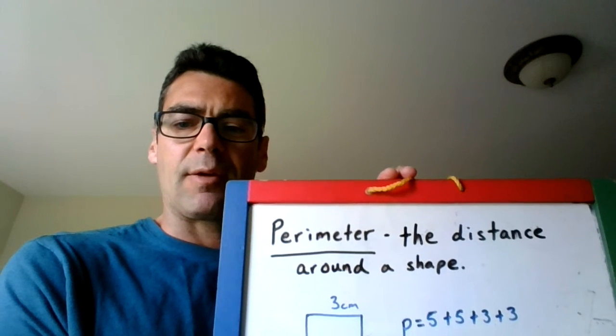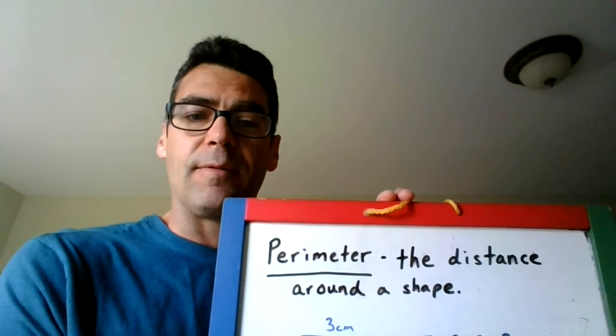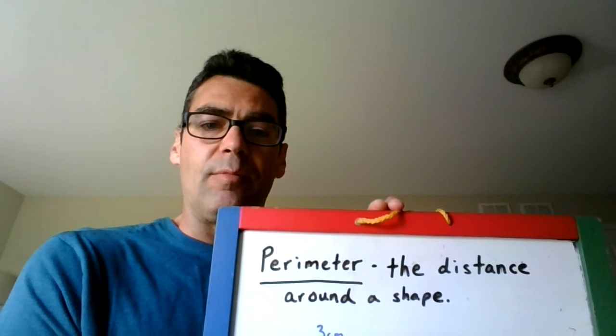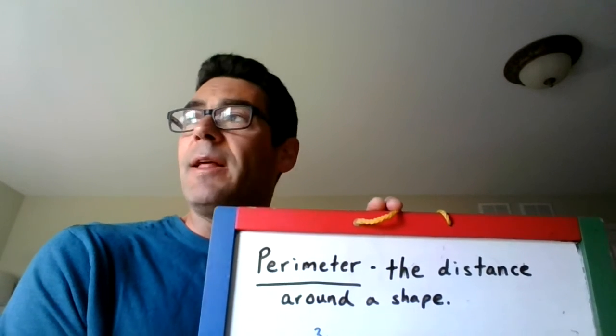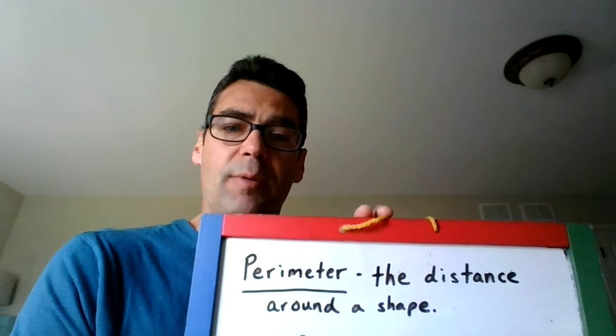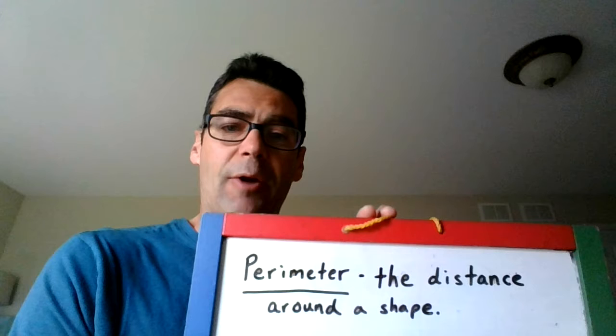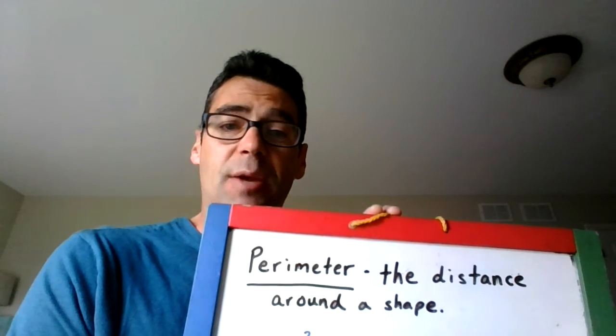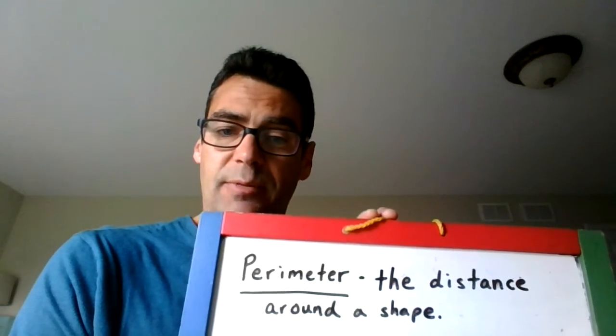So the perimeter is the distance around a shape. I like to think about this and give the example of if you live in a house with a backyard, or maybe you have a fence around your backyard. If you walk that fence line, the fence line would be the perimeter around your backyard. So how far it is around your backyard.